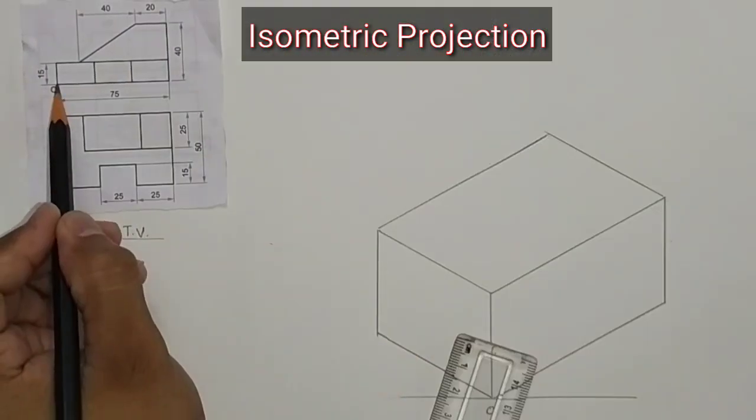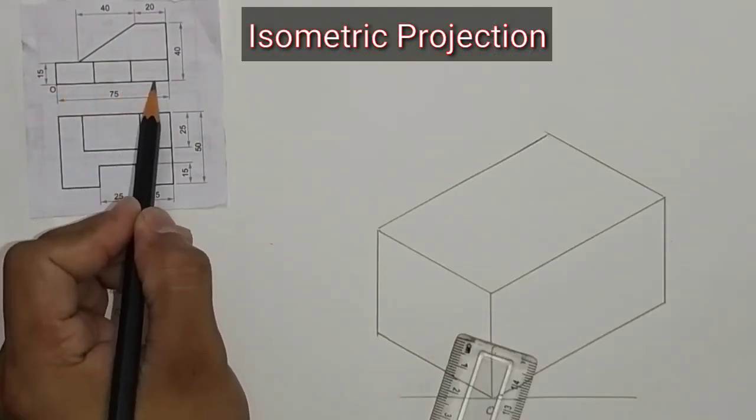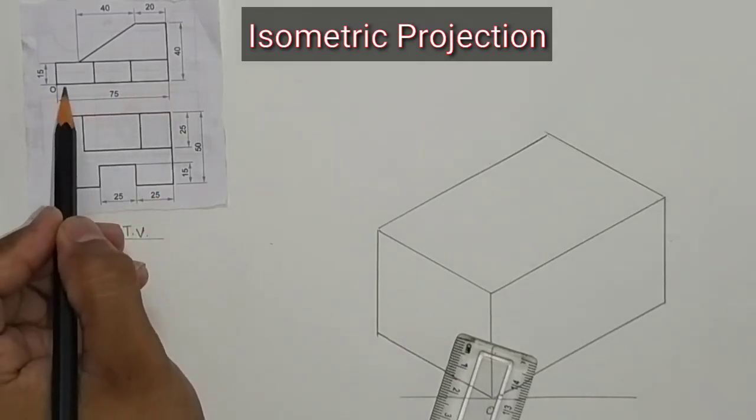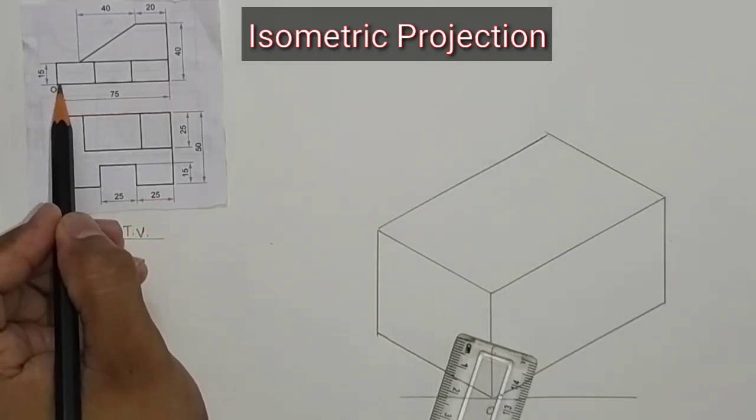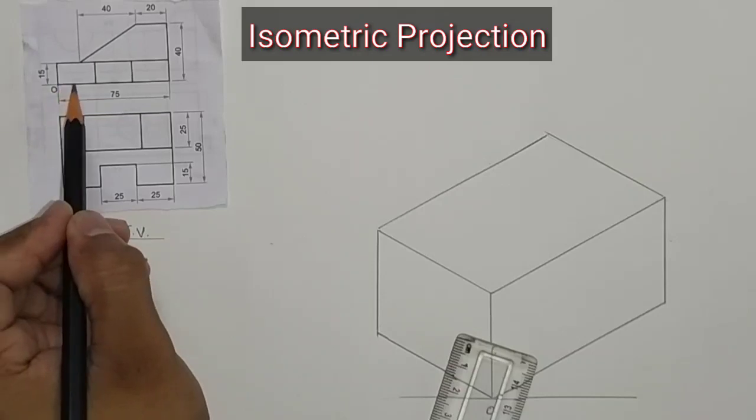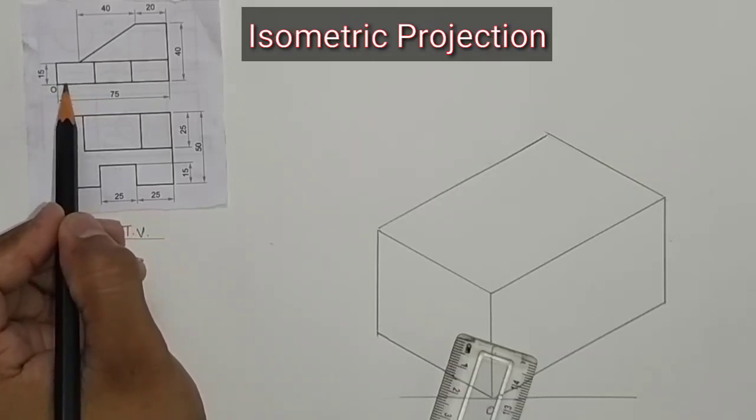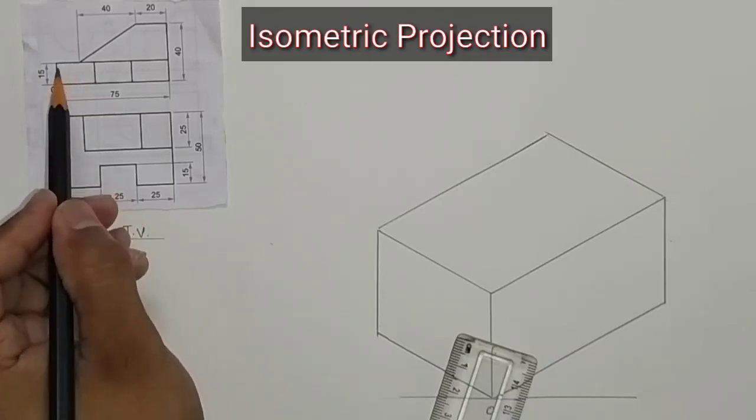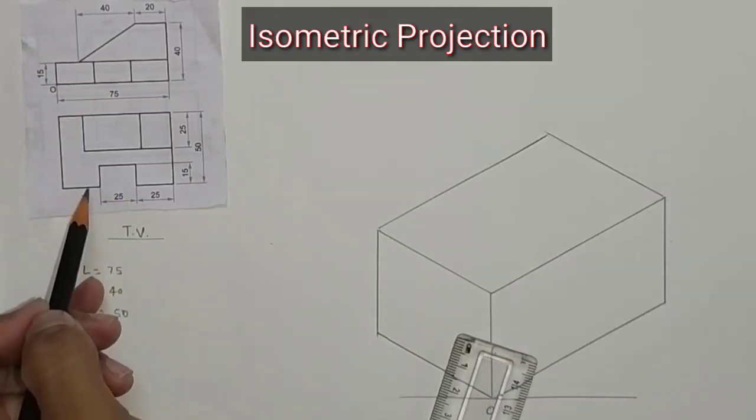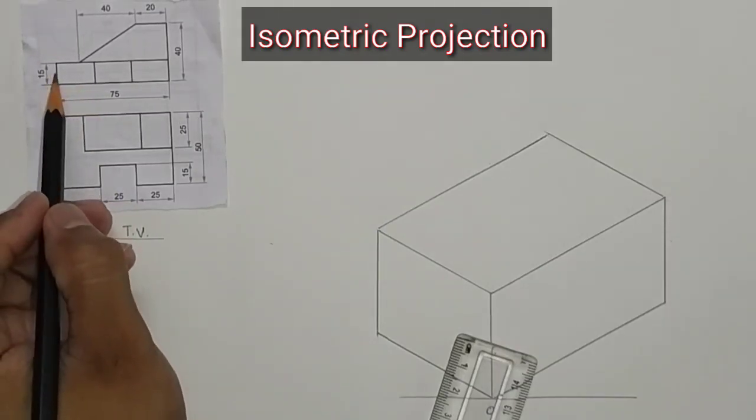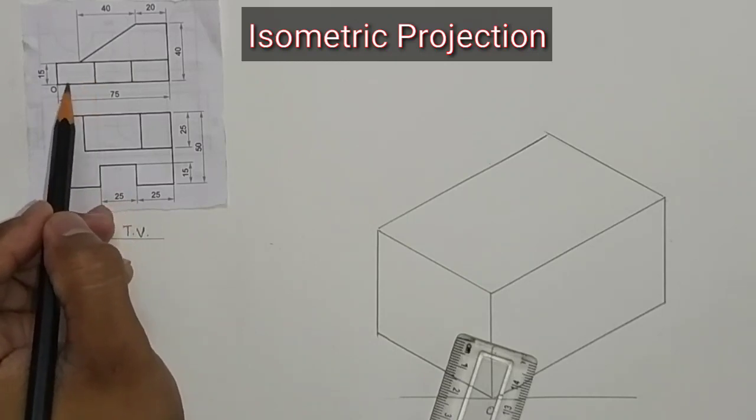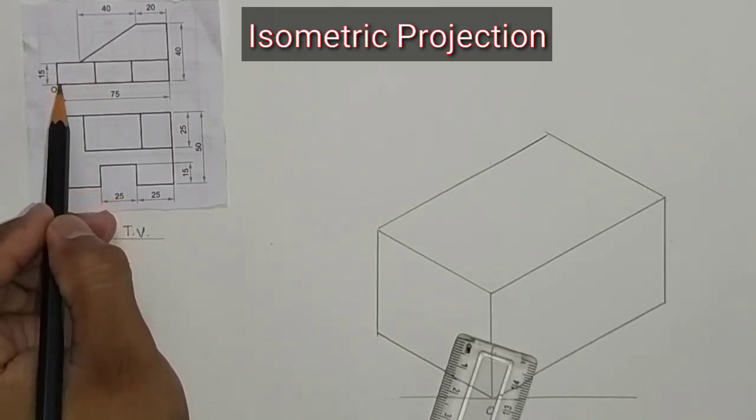So from point O, this represents the length of size 75 mm. We want to start the isometric view of the object. So we want to go one by one. We want to draw a rectangle of size 25 mm and height 15 mm. So first of all, draw this rectangle.